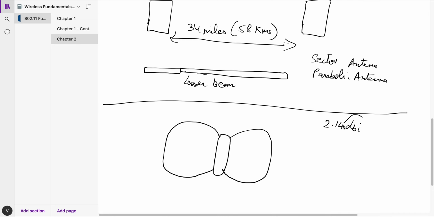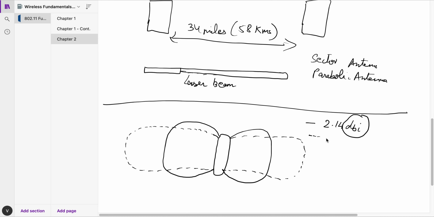So the gain is represented by dBi. Let's say the antenna has a gain of 2.14 dBi. If we increase the gain of this antenna, what we are doing is we are increasing the horizontal range of the antenna. Okay, like this. We are making sure that horizontally the coverage increases, but vertically, right from the ceiling to the ground, the coverage decreases.